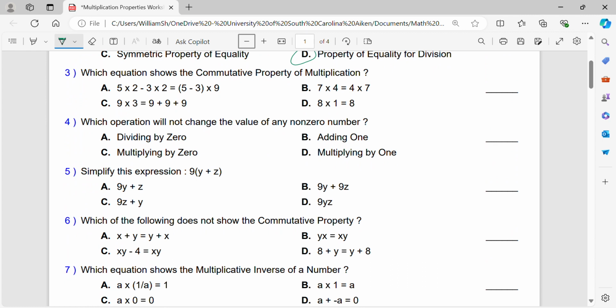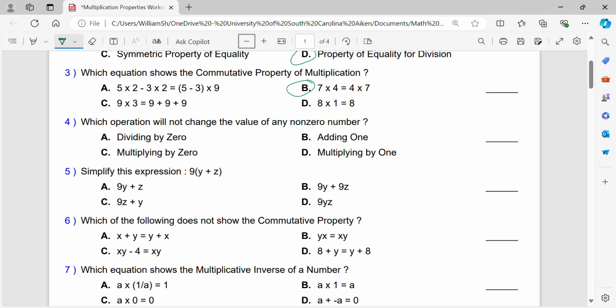All right, number 3 says, which equation shows the commutative property of multiplication? Okay, so if we look at this, in that first one here, it says 5 times (2 minus 3) times 2 equals 5 minus 3 times 9. That doesn't really look like the commutative property of multiplication. If we look at C, I've got 9 times 3 equals 9 plus 9 plus 9. That's not really the commutative property of multiplication either. If I look at D, I have 8 times 1 equals 8. It's more of an identity property there. The commutative property is in B here. 7 times 4 equals 4 times 7. Right? Order doesn't matter. That's your commutative property.